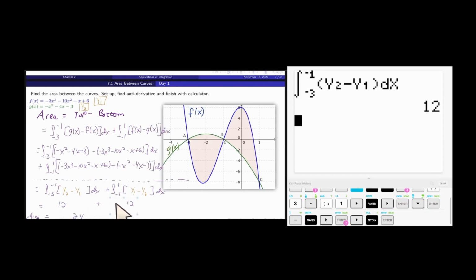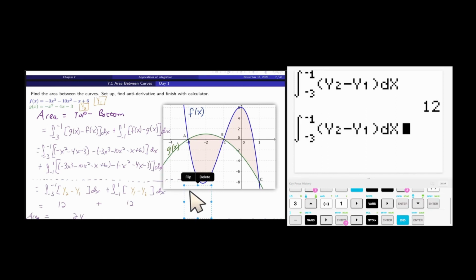So I'm going to repeat the same thing, this time going from -1 to 1. Since f of x is on top this time, y1 minus y2, and I should get, just as a coincidence, another area of 12. So to see how to do that, instead of retyping all that, I'm going to do second entry, which will pull up the previous command and just modify these slightly.